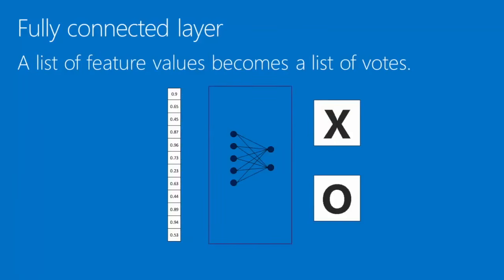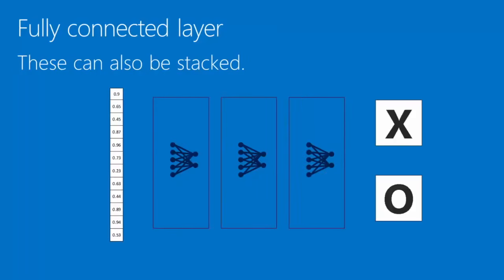So in a fully connected layer, a list of feature values becomes a list of votes. Now, again, what's cool here is that a list of votes looks a whole lot like a list of feature values, so you can use the output of one for the input of the next. And so you can have intermediate categories that aren't your final votes, or sometimes these are called hidden units in a neural network. And you can stack as many of these together as you want also. But in the end, they all end up voting for an X or an O, and whoever gets the most votes wins.